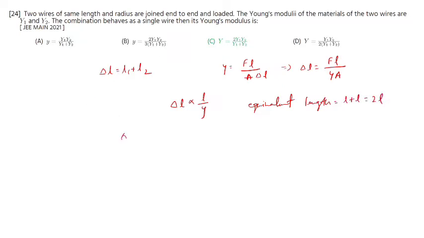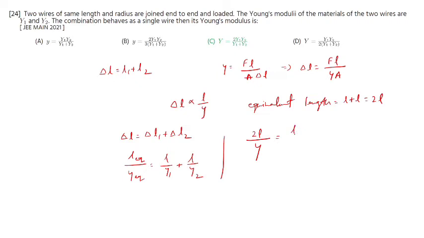So according to the formula, delta L is equal to delta L1 plus delta L2. So delta L we can write as L equivalent divided by Y equivalent, which is equal to L divided by Y1 plus L divided by Y2. Substituting the values, 2L divided by Y equivalent equals L divided by Y1 plus L divided by Y2. Here on both sides L will get cancelled.